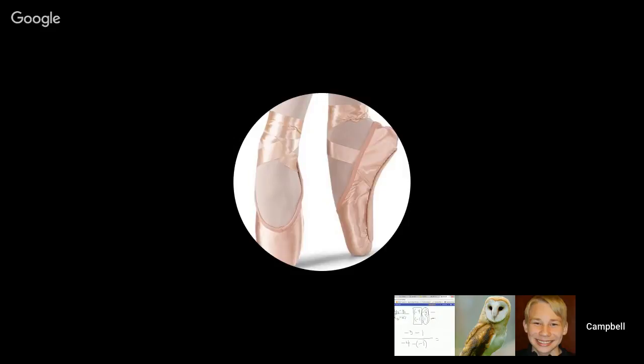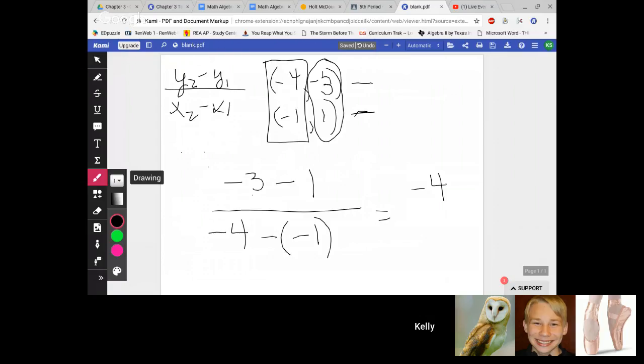-3 minus 1 is -4. And -4 minus the -1 technically becomes -4 plus 1, so that gives me a -3. So I've got a negative over a negative, which is really positive. So my answer is 4/3 for the slope. Is that what you got? Yeah. Does that feel better?